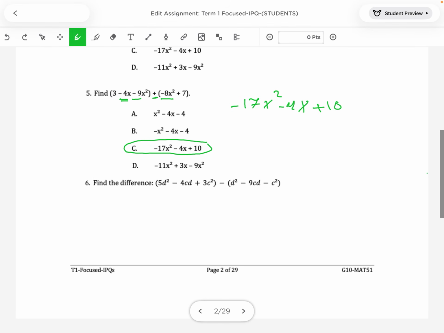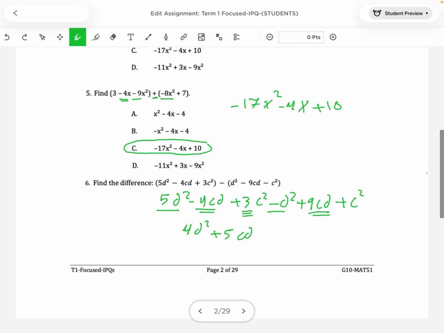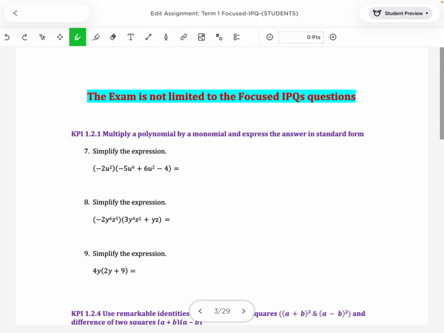We are subtracting, so we have to switch the sign of the second bracket. 5d squared minus 4cd plus 3c squared minus d squared plus 9cd plus c to the power 2. We combine like terms. 5d squared minus d squared is 4d squared, minus 4cd plus 9cd is positive 5cd. 3c squared plus c squared is positive 4c squared. So we switch the sign of the second bracket, then we combine the like terms.